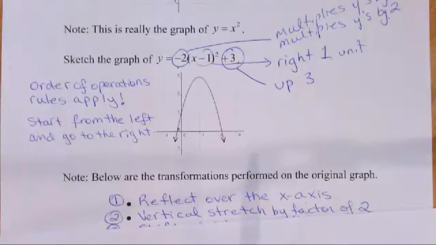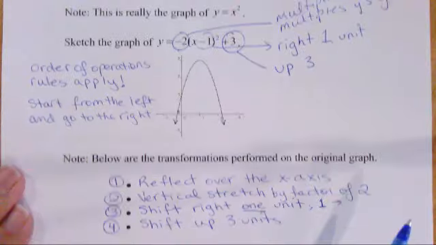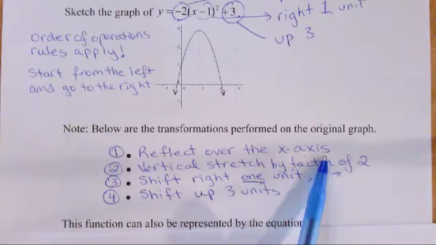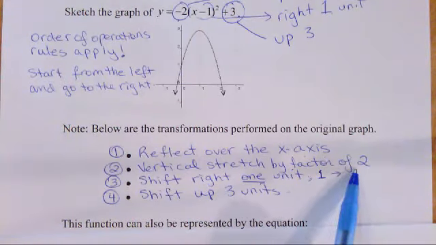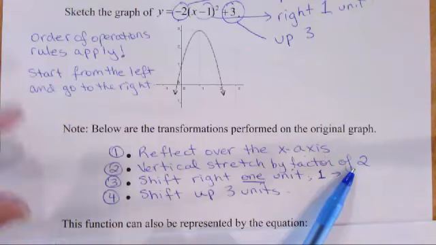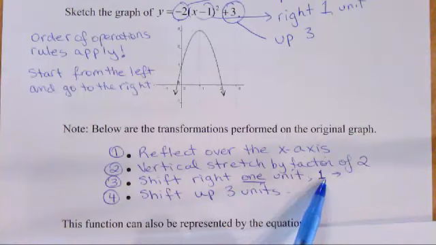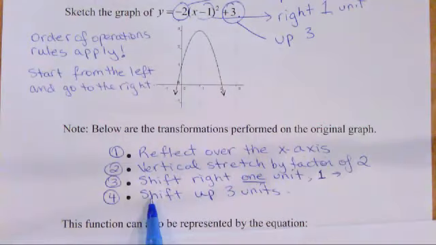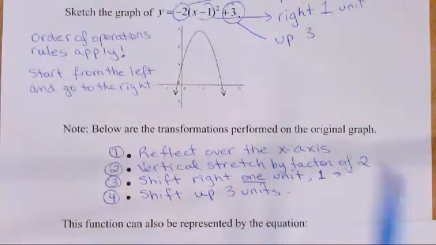Just so that you have it in words, what's happened on this graph of x squared is we've reflected over the x-axis. That was our negative value for the a, so that's what that negative does. Then we have a vertical stretch factor of 2, so all of your y values get doubled, multiplied by 2. Then you shift 1 unit to the right, which comes from that 1 right there. And finally we shift up 3 units, which comes from our +3.